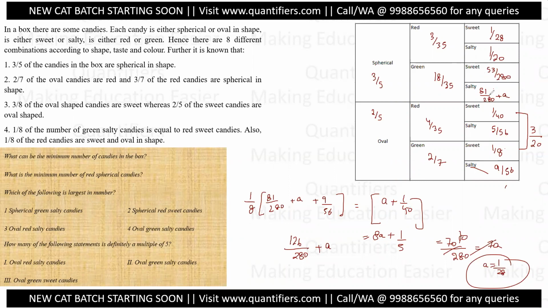And this would be 81 by 280 plus 1 by 40, 7, 1 by 28, then 91 by 280. 91 by 280 would be 713, the 740, the 13 by 40. This part would be 13 by 40. Right.